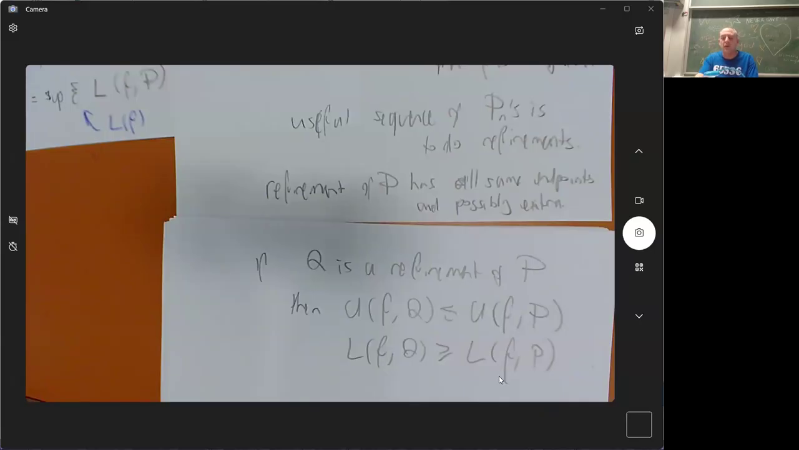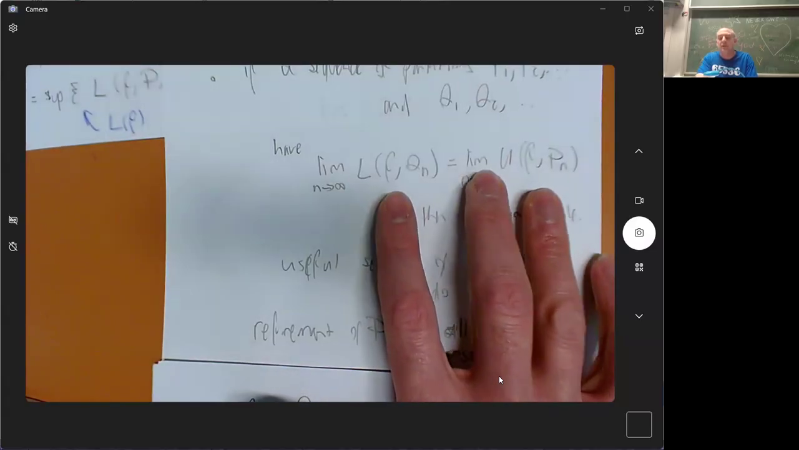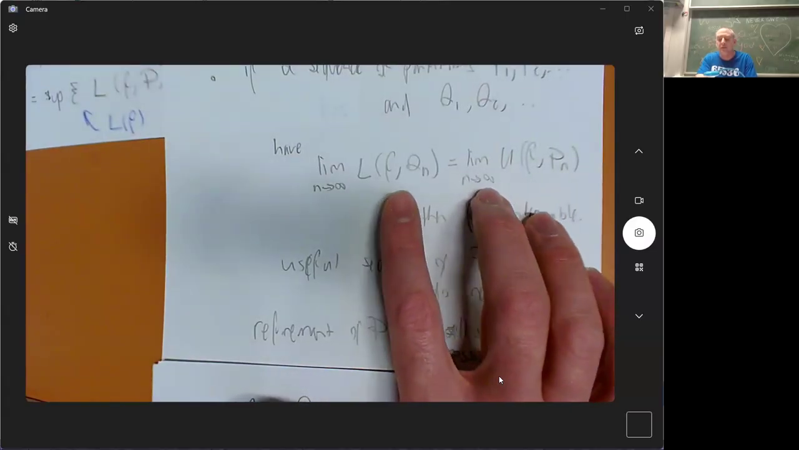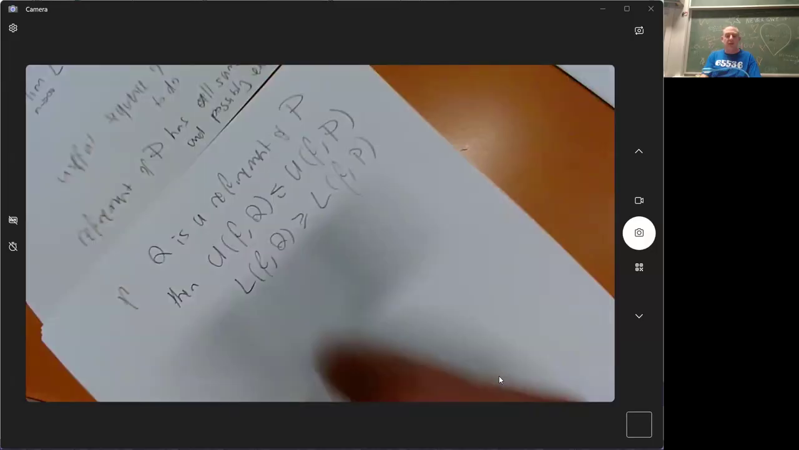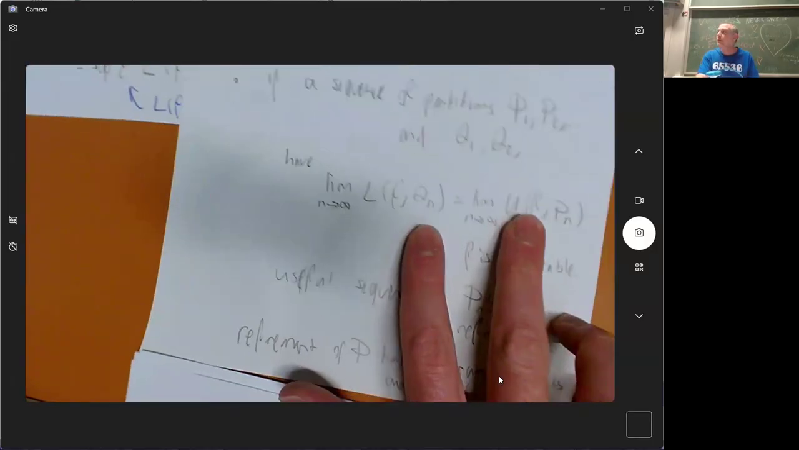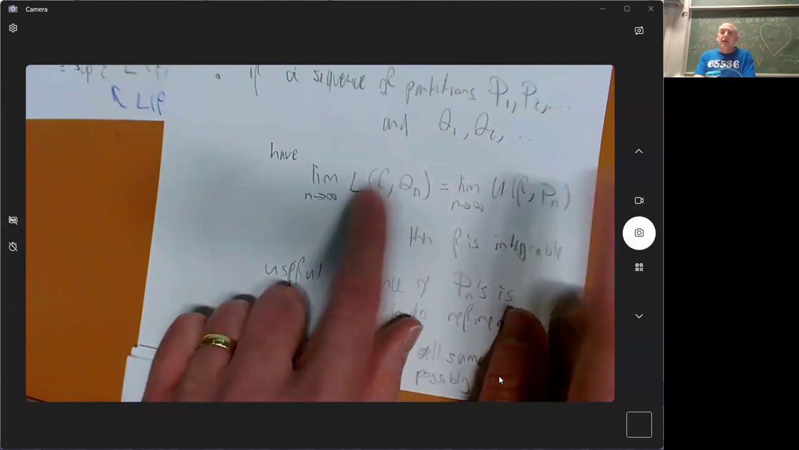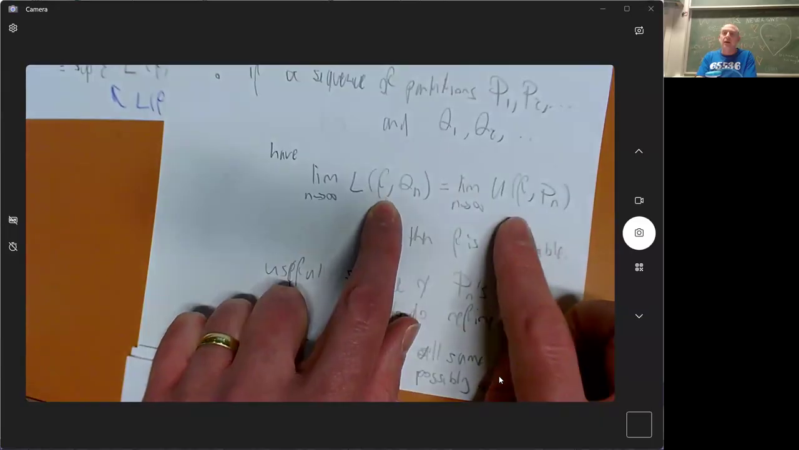I think there's another one of these that says that if you have a sequence of partitions and the upper sum of f over the partition minus the lower sum of f over the partition approaches 0, then it's integrable as well. But it doesn't tell you what the integral is. This one does tell you what the integral is, because that limit is the integral. And with a sequence of refinements, that's how you did it in Maths 1A.